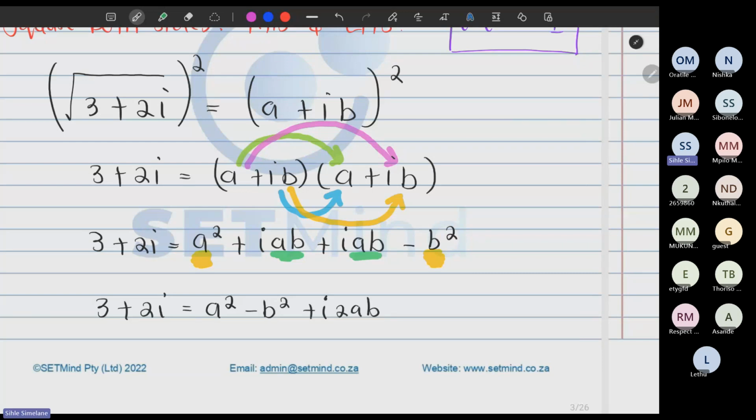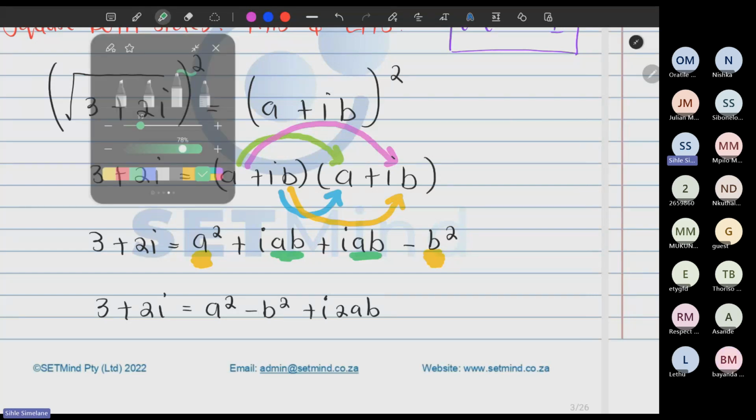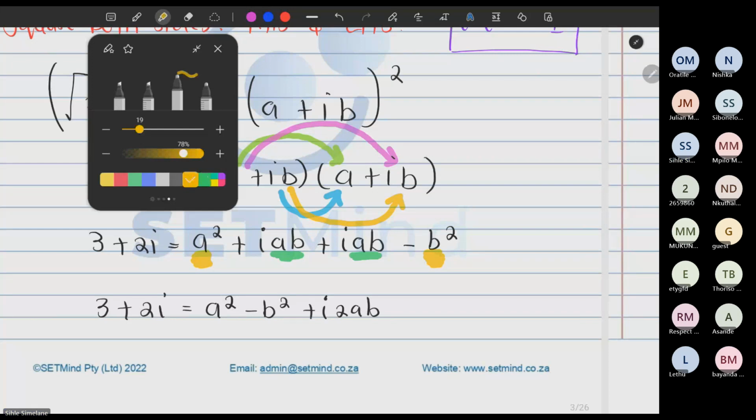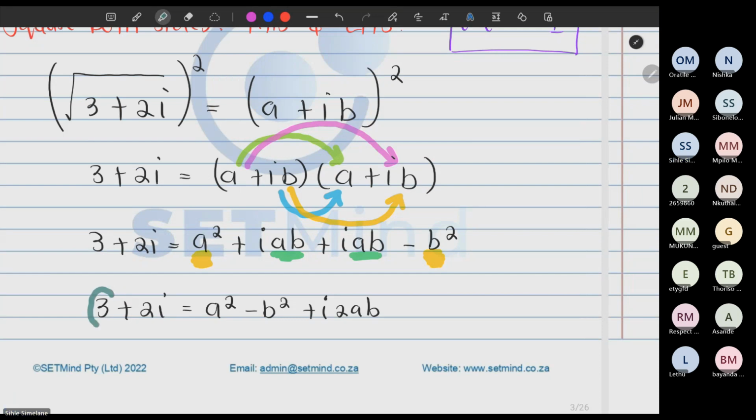Okay. And then when we get here, this looks nice because when we look at the left-hand side, we can see that the real part is 3. And when we look at the right-hand side, we can see that the real part is a squared minus b squared. And we know when you have two complex numbers, the real part on the left-hand side must balance the real part on the right-hand side. The imaginary part on the left-hand side must equal the imaginary part on the right-hand side.